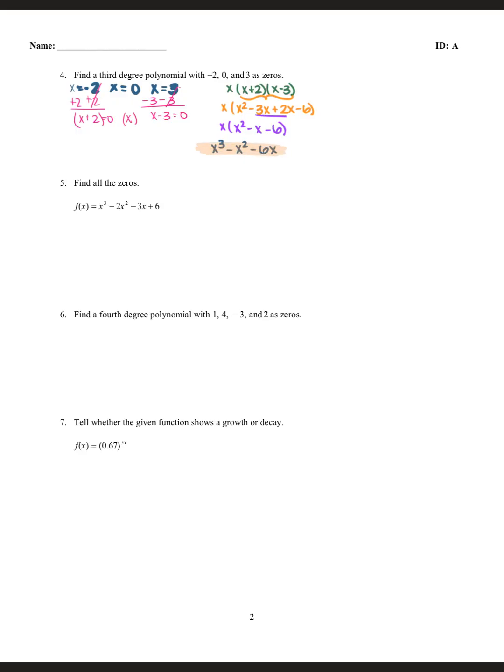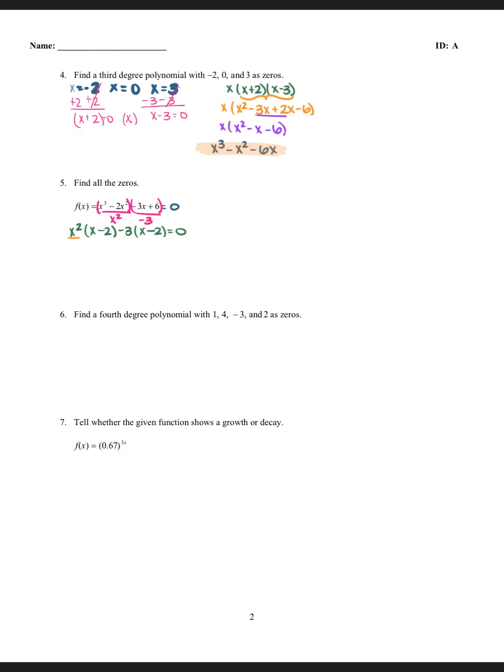For number 5, you're finding all of the zeros in f of x is equal to x cubed minus 2x squared minus 3x plus 6. So we're going to take this polynomial, set it equal to 0, and because there's 4 terms, we're going to factor it by grouping. So we're going to group the first 2 and the last 2 together. From the first 2, we factor out an x squared. From the last 2, we factor out a negative 3. So this will leave us with x squared times x minus 2 minus 3 times x minus 2 is equal to 0.